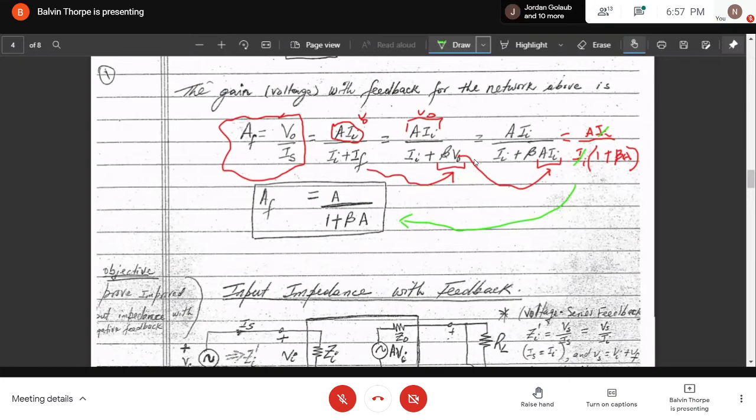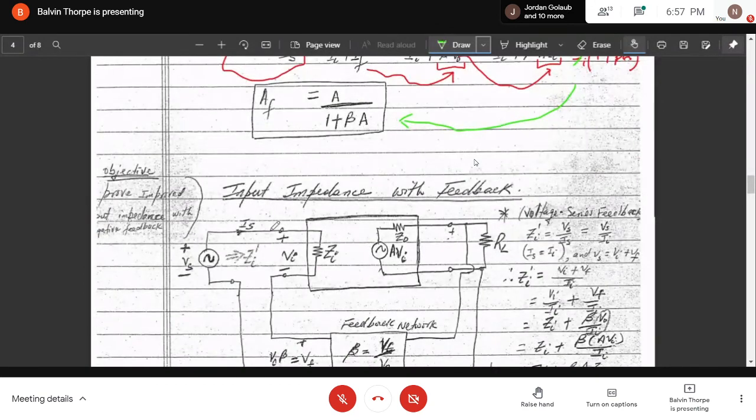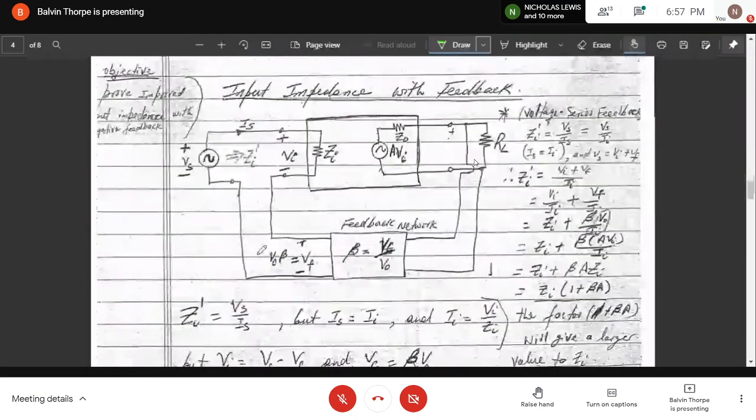All right, I'm going to look at a network to show you how the input impedance changes. Remember what I said earlier: the input impedance is improved with an amplifier that has negative feedback.